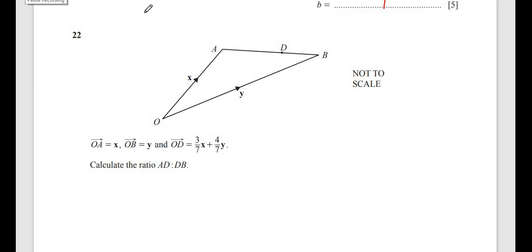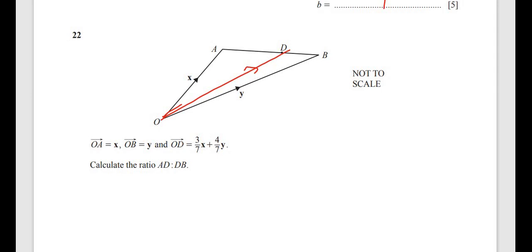Okay, so this is a vectors question. The vector OA is x, OB, as you can see, is y, and then OD, so you have O to D, this is OD, sorry, let me draw it properly. That's OD. It's the vector 3 out of 7x plus 4 out of 7y. So the question is, calculate the ratio AD to DB.